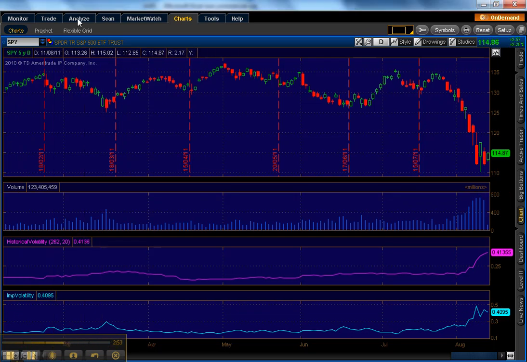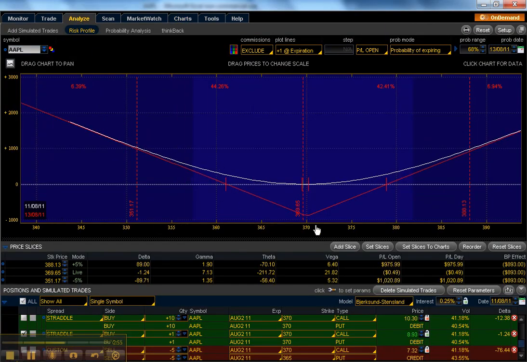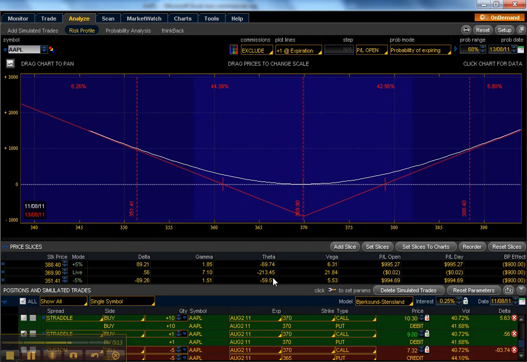Now, if we go here to a profit and loss graph, we can see the Apple at the money straddle. Apple is trading at 370 points here. We can see that the at the money straddle here is trading for $8.93 and the theta is minus 213. Okay, that means tomorrow the straddle will be worth less, approximately $2. So we can expect the straddle to go for around the $7 price.